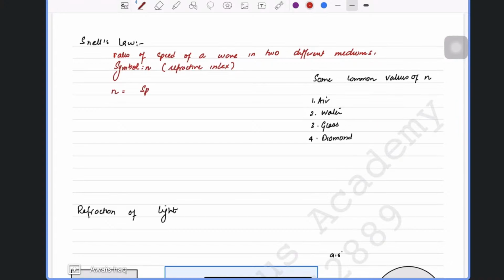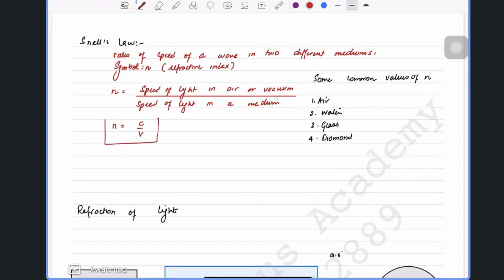The first formula is the speed of light in air or vacuum, that you already know is 3.0 times 10 raised to 8, divided by the speed of light in a medium. It could be any transparent medium like water, glass, diamond, whatever. So in short, we remember this formula by N equals C over V, where C is the speed of light in air and V is the speed of light in any medium.